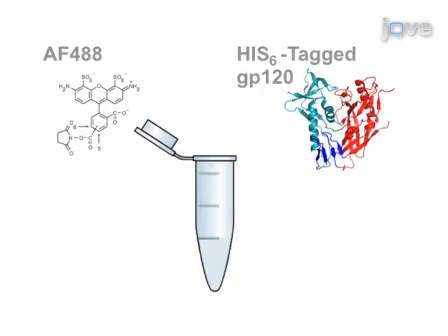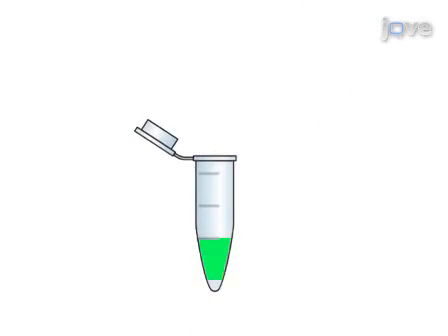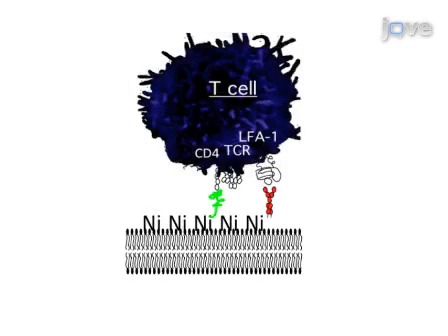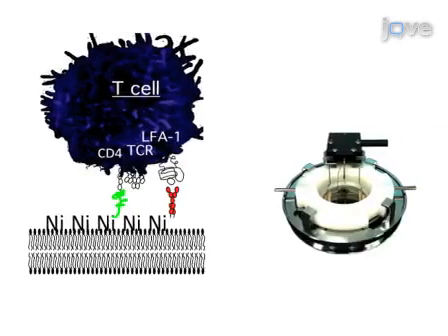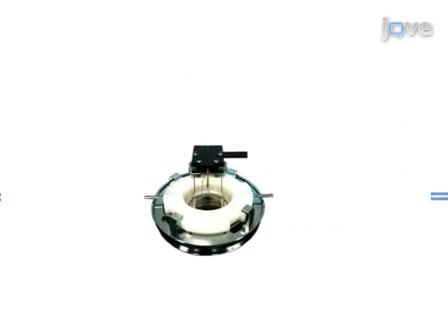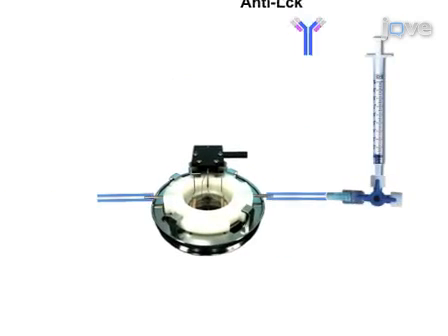First, label proteins of interest with fluorescent dyes. Then, create lipid bilayers and allow the cells to form synapses. Fix and stain the cells with fluorescent antibodies for visualization of signaling molecules.